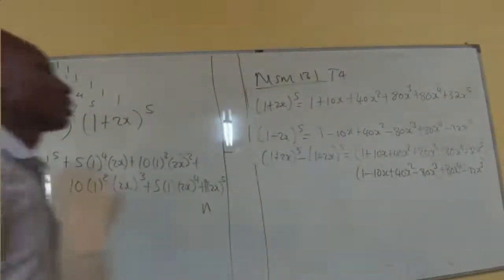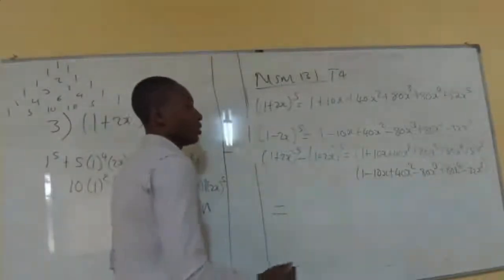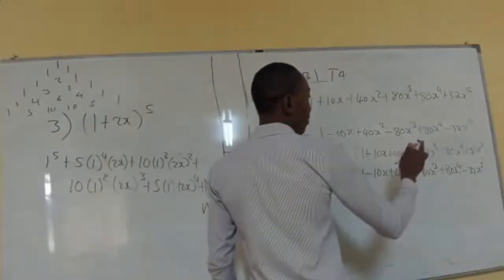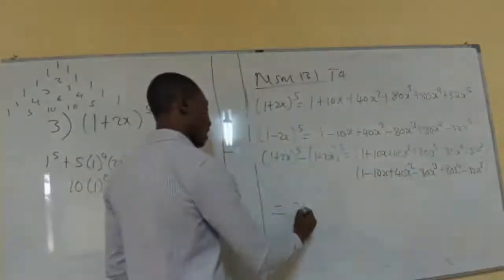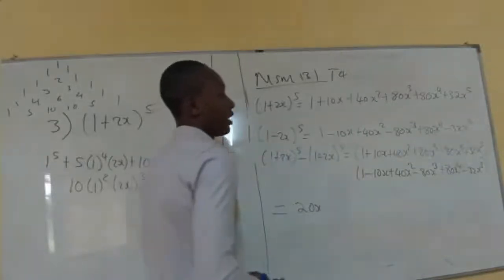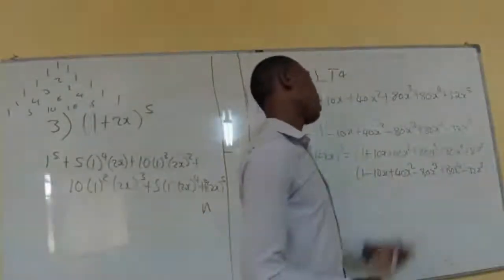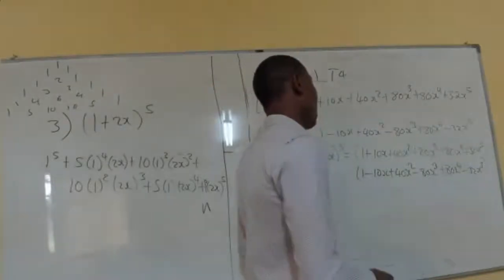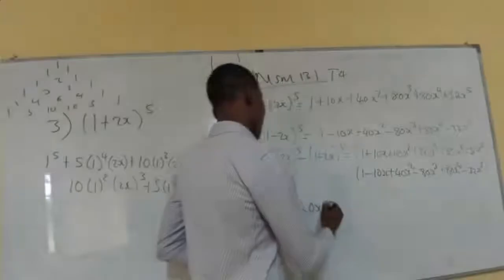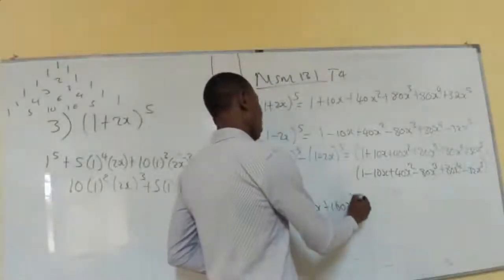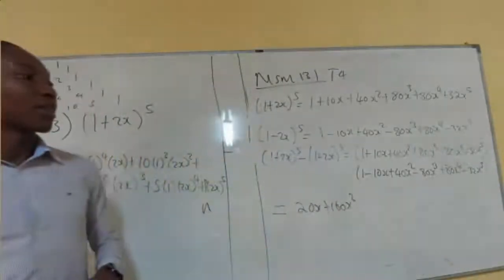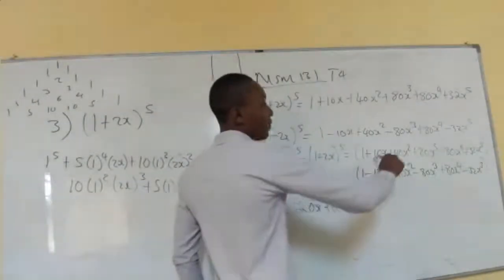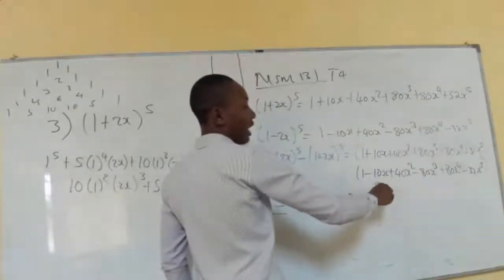Okay, so on subtracting the two, we have 1 minus 1 is 0, okay? Then 10x minus 10x is 20x, so we have 20x, right? Then 40x squared minus 40x squared will disappear. Then we have 80x cubed minus 80x cubed is 160x cubed, right?